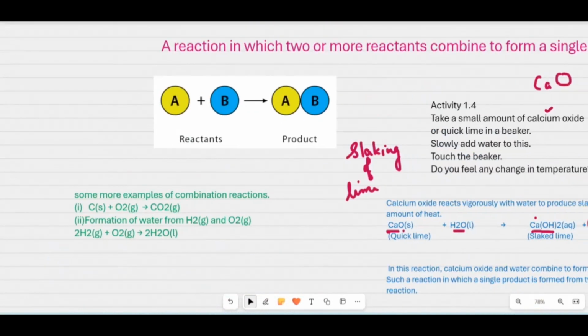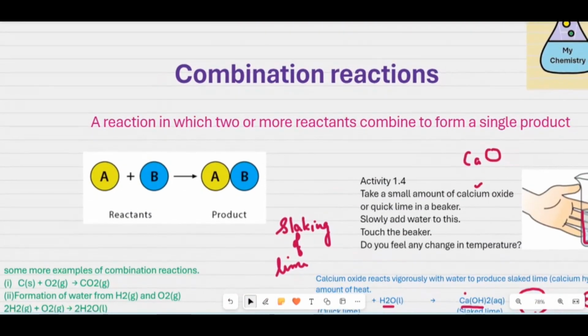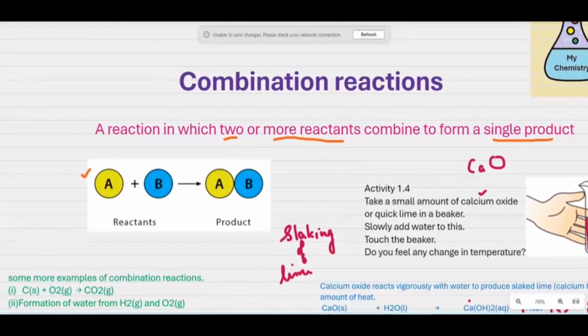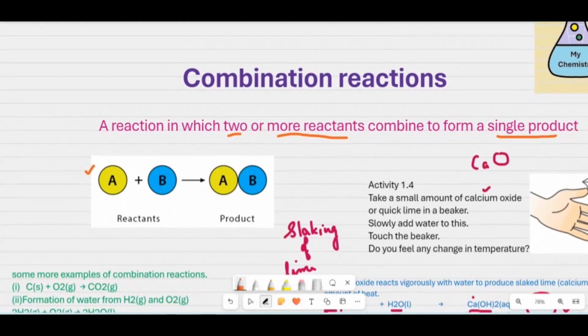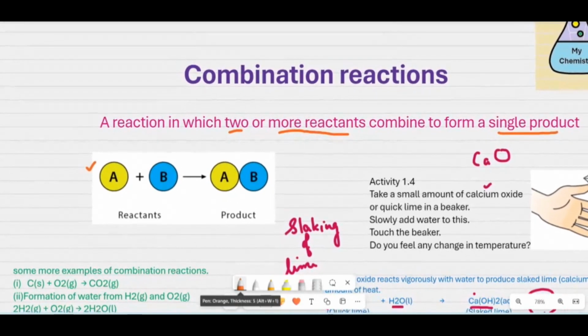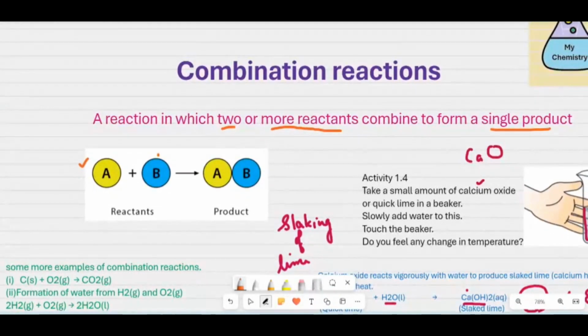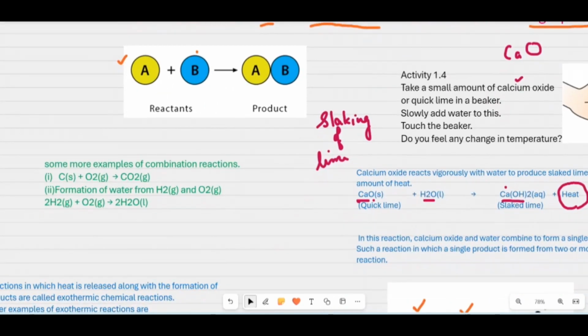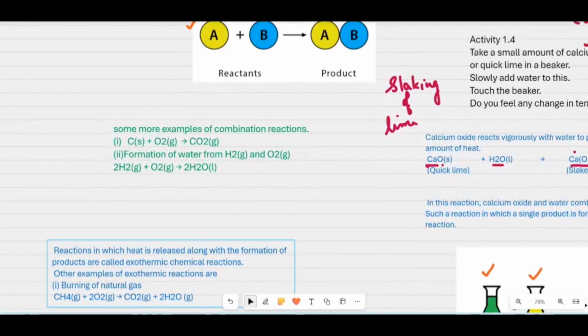When we see this definition, we can represent it in this way. Combination reactions are reactions in which two or more reactants combine to form a single product. Reactant A combines with reactant B, and you get a product AB, which is a single product. This is an example of a combination reaction that you just saw. Now we have some more examples. Let us have a look at those reactions. The first one is carbon combines with oxygen and forms carbon dioxide.